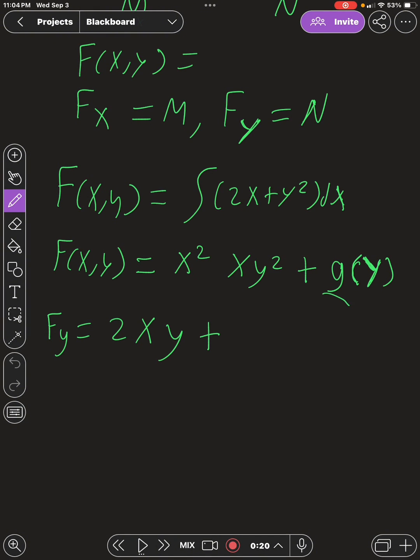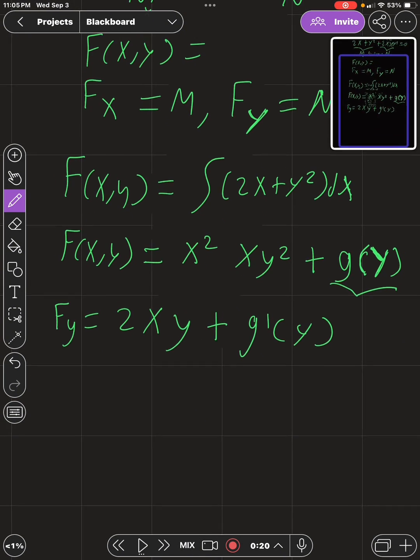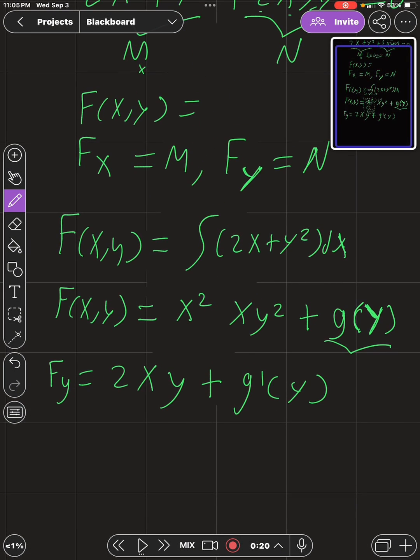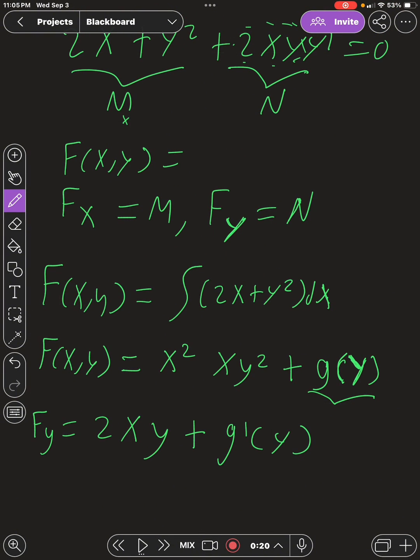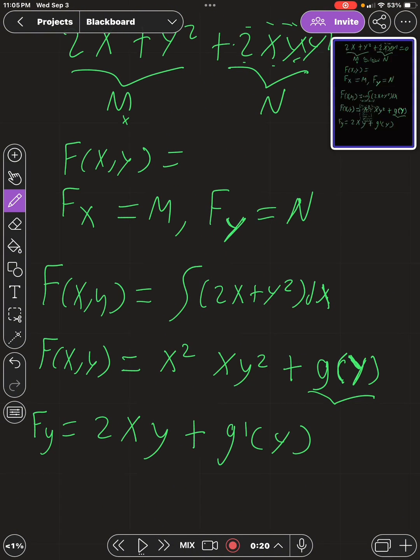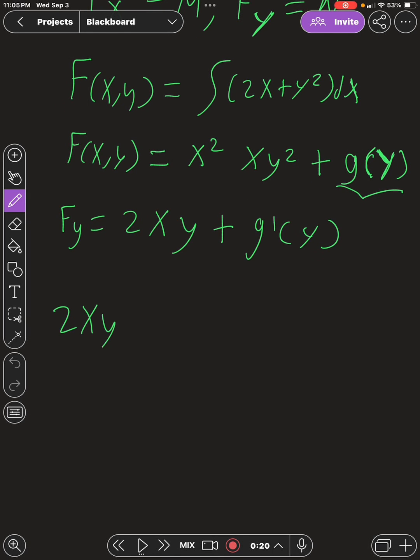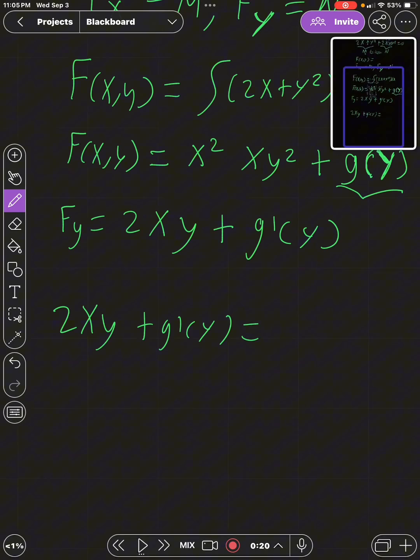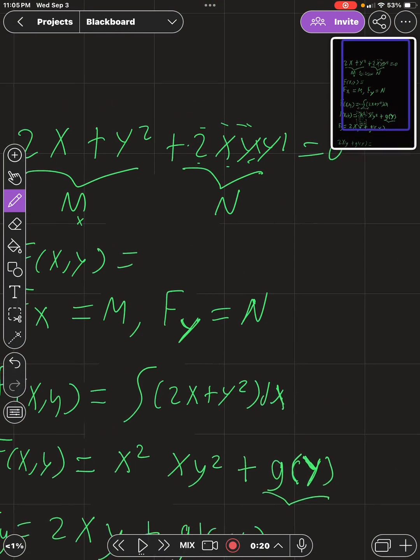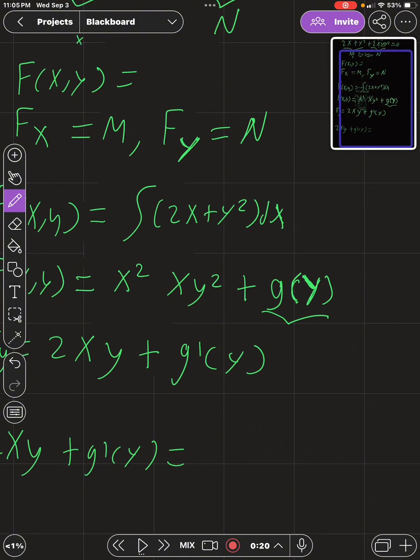So what are we going to do with the g of y term? Well, we just know it's a function of y. We don't really know what it is right now. So we can just say g prime of y. And we're getting close to finding the full solution here. Now, as I mentioned, f_y is going to equal N. And N is up here. So what we got is this: 2xy plus g prime of y is equal to 2xy.